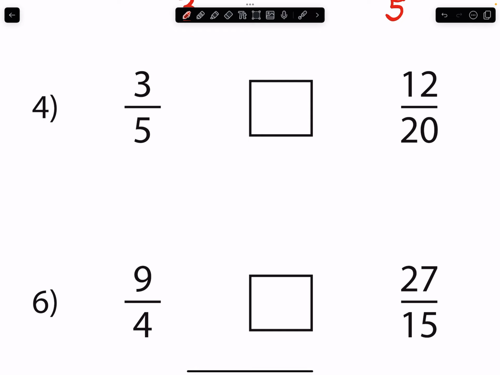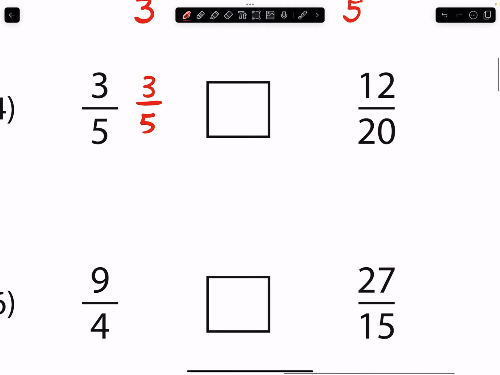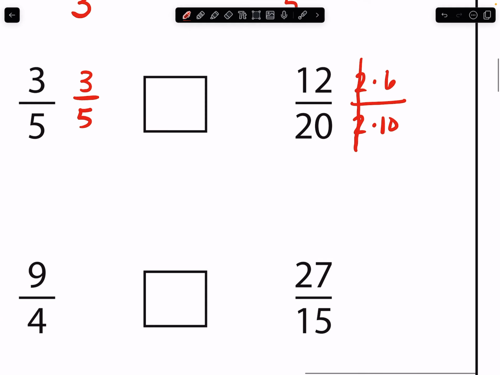3/5 is, again, 3 is a prime number, so it's not going to change. 5 is a prime number, so it's not going to change. So this one just stays 3/5. But 12/20, let's see what happens if we see that it's just a count by 2 number. So this is 2 times 10, and this is 2 times 6. So if I eliminate that, that's good.